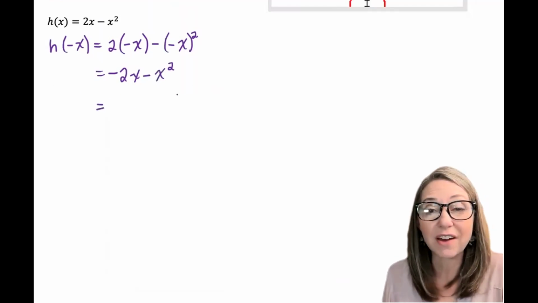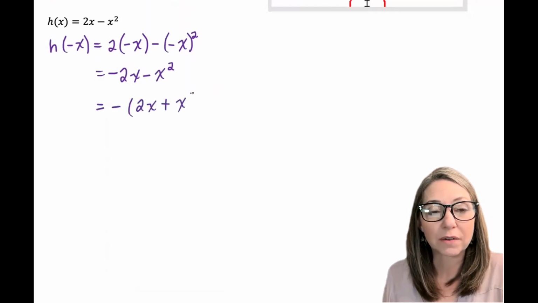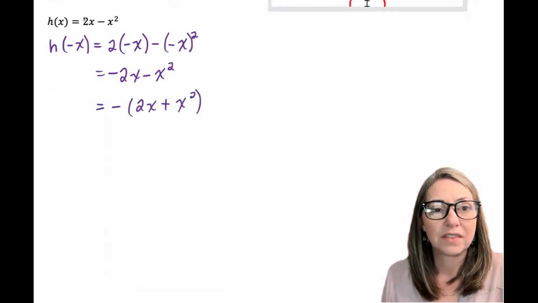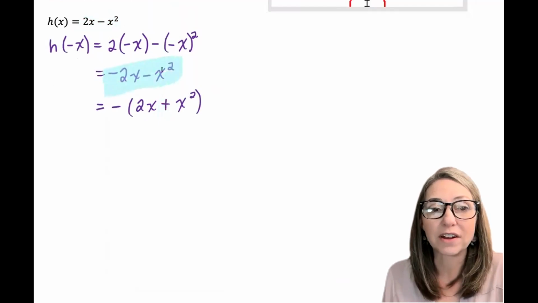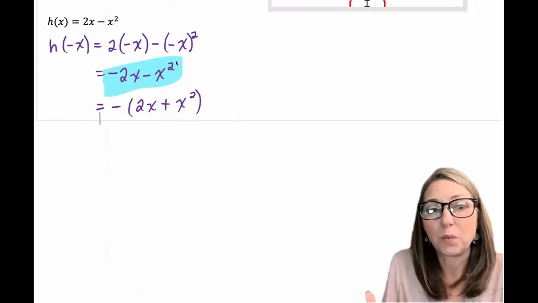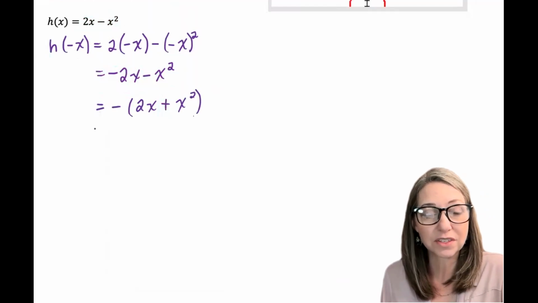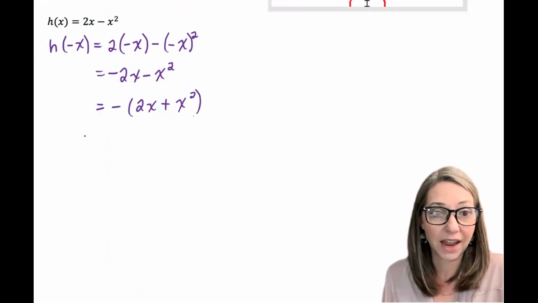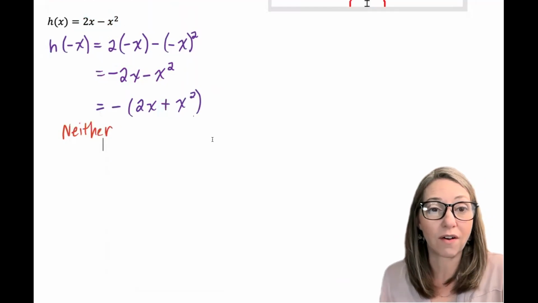But if we do that second step, factor out a negative, we end up with the negative of 2x plus x squared. Well, that's not equal to the original function, right? The original function is 2x minus x squared. This has a plus. And whether we do or don't factor out a negative, either way, we don't get the negative of the original function and we don't get the original function. So this is not equal to anything. So this one is neither even nor odd.